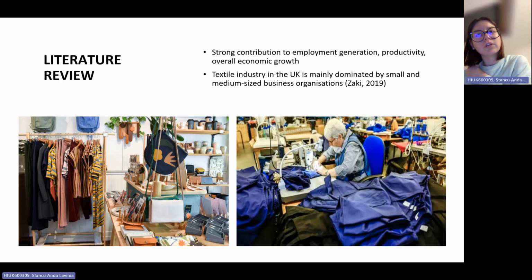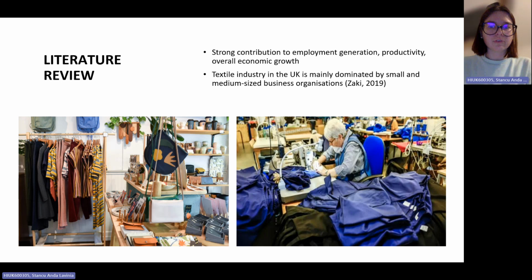Literature review. Small and medium-sized business enterprises are considered to be the main backbone of the textile industry in the UK because they have a strong contribution to employment generation, productivity, overall economic growth, and innovation across the whole nation. Unlike many other manufacturing sectors, which are usually made up of big multinational business organizations, the textile industry in the UK is mainly dominated by small and medium-sized business organizations and micro businesses, with approximately 82% of the companies employing less than 10 people.